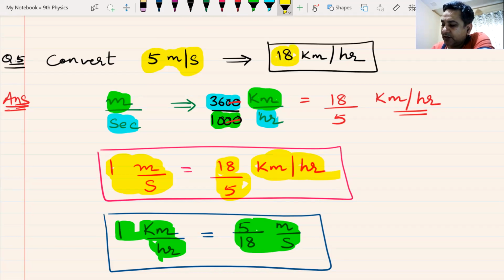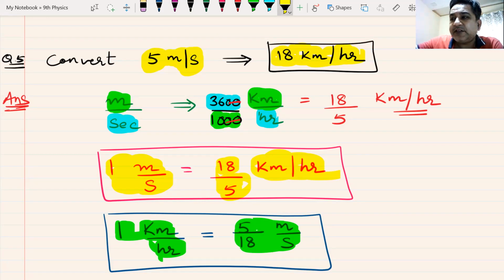Absolutely correct. Ayush, Vedansh, did you understand? Yes, sir. 1 meter per second is 18 by 5. So how much is 5? Just multiply it by 5 and your answer becomes 18 by 5 multiplied by 5, which is simply 18 kilometer per hour. That is the answer that we were looking at. I hope you have understood this.